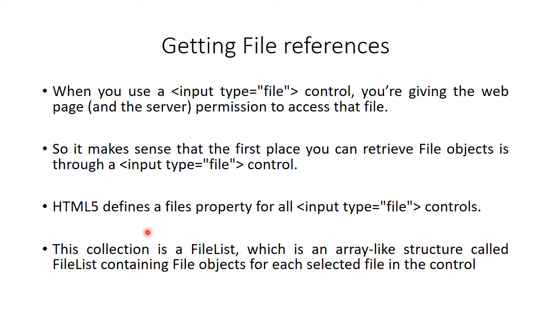Now, HTML5 defines a files property for all input type file controls. For all these input type equal to file controls, HTML5 provides a files property, and that is the file list. And a file list is nothing but an array-like structure. This array-like structure will contain all the file objects or file instances that we have uploaded.